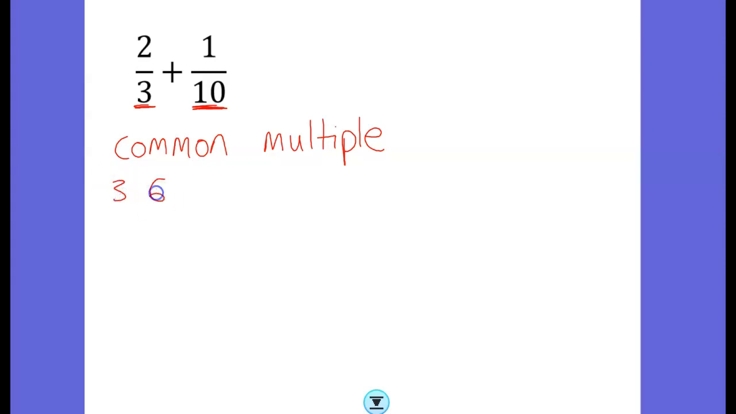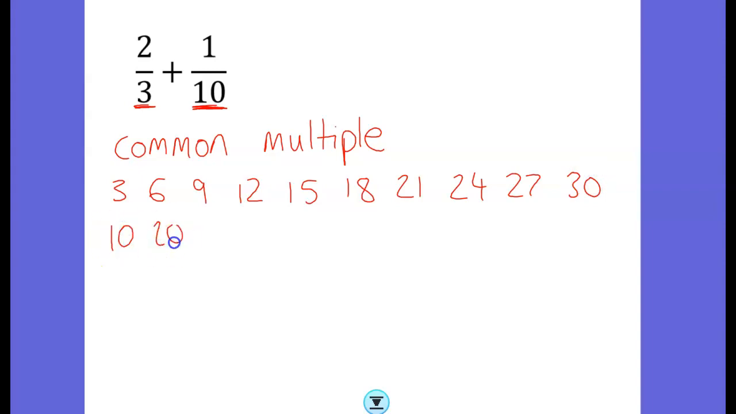So I could write out the 3 times table, 3, 6, 9, 12, 15, 18, 21, 24, 27, 30, and then write out the 10 times table, 10, 20, 30. I'm not going to go any further because I've just spotted 30 is in both times tables. So you find a number that both of these go into, a common multiple, and then we're going to make them both have that as their denominator. So I'm going to have 2 fractions equivalent to 2/3 and 1/10 that have a denominator of 30.